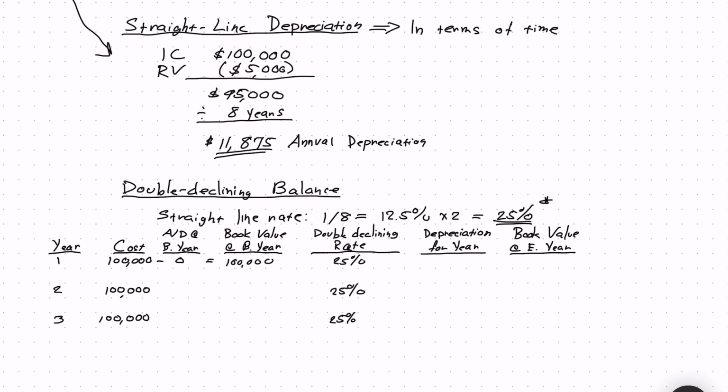The next column is depreciation for the year. So when we looked at straight line, we calculated the depreciation for the year once, and that's the same amount that we would use for the rest of the life. For this one, we're going to have to calculate a new depreciation every single year. So as this shows, we're going to take our book value multiplied by our double declining rate. In this case, it is 25%. So our depreciation for the year on year one will be $25,000.